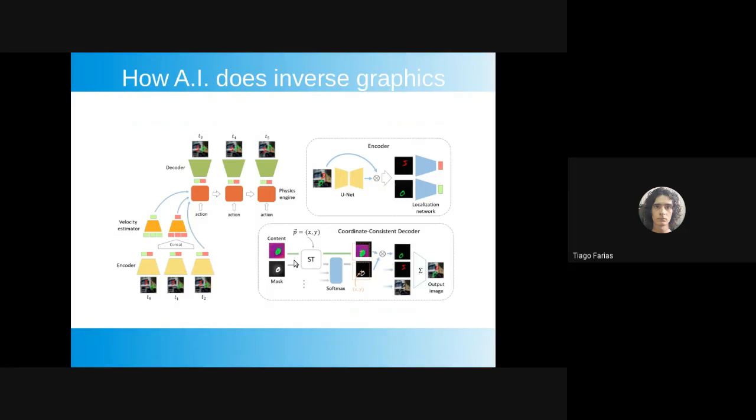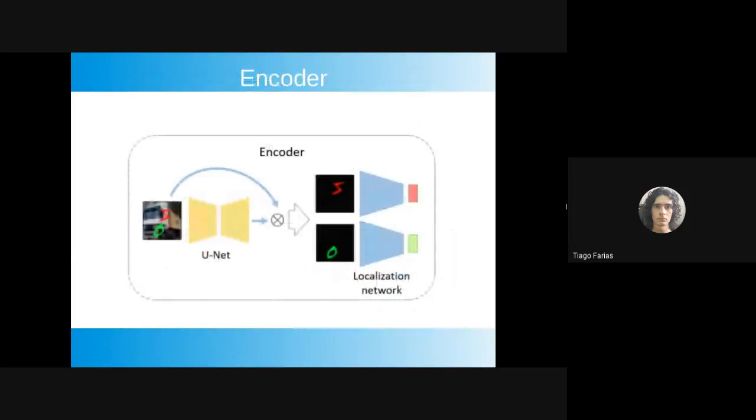The encoder is the first step. The encoder takes an image, passes through a neural network, and outputs the positions of the objects in the image. A neural network is very simply a function approximator. Neural networks have 3 parameters that are adjusted by optimizing an objective function, a cost function.